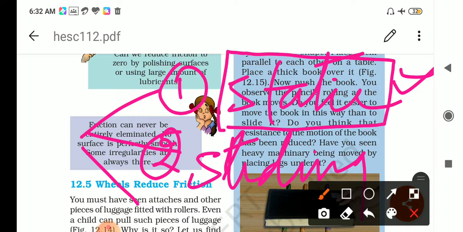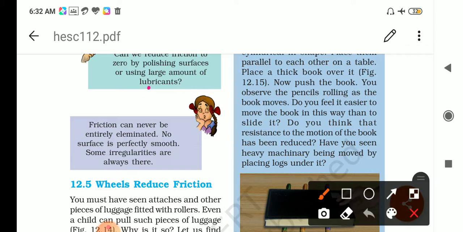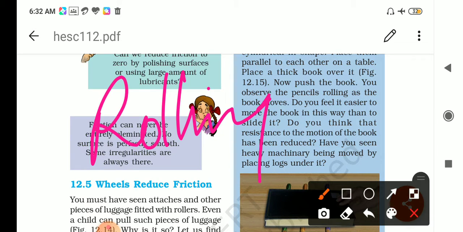At the start it is tough to begin sliding it, but later when it starts sliding, we can easily slide it. At that time the value of the friction decreases. So static is the highest, the second is sliding friction, and the third is called rolling friction. Rolling friction has the least value.